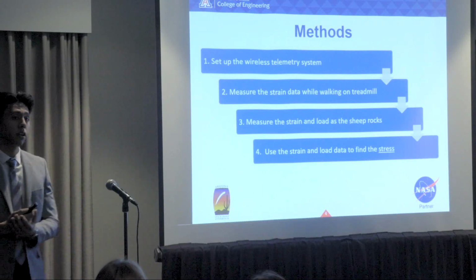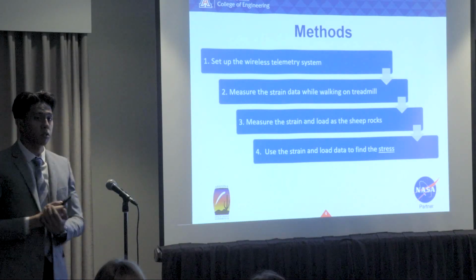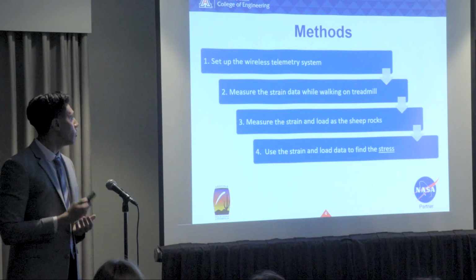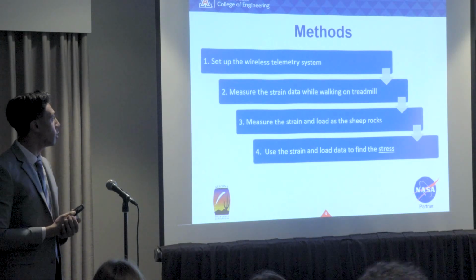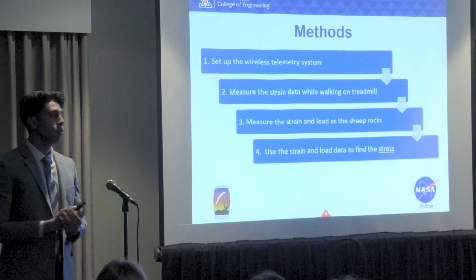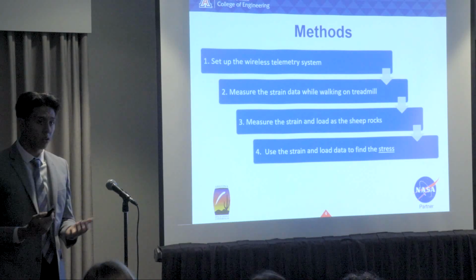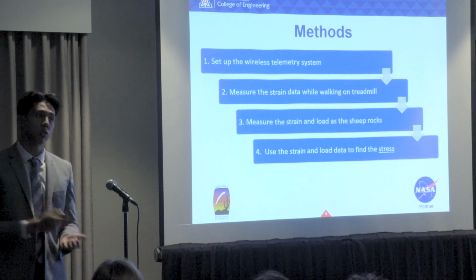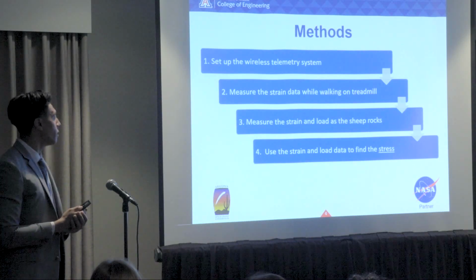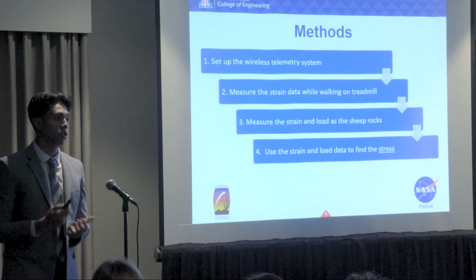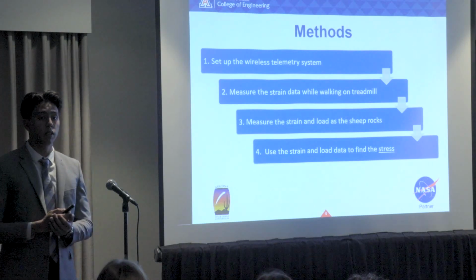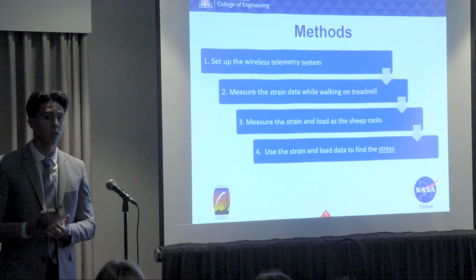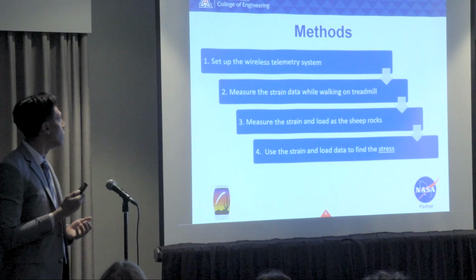First, we need to set up the wireless telemetry system. This is the system that allows us to collect the data. After that, we measure the strain data from the sensors while the sheep walk on a treadmill. Then we measure the strain data and load data again while the sheep rocks back and forth, in order to see how much load they're placing on their leg. Finally, we use the strain and load data to measure stress. Stress is how much the bone bends physically, and it is a clear measurement of how the bone is healing.